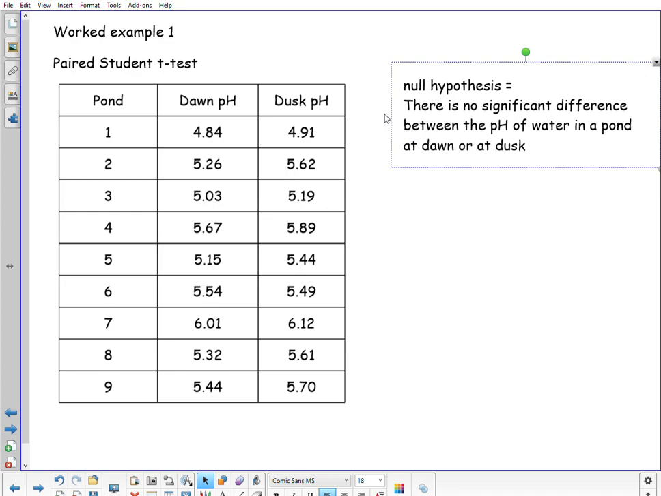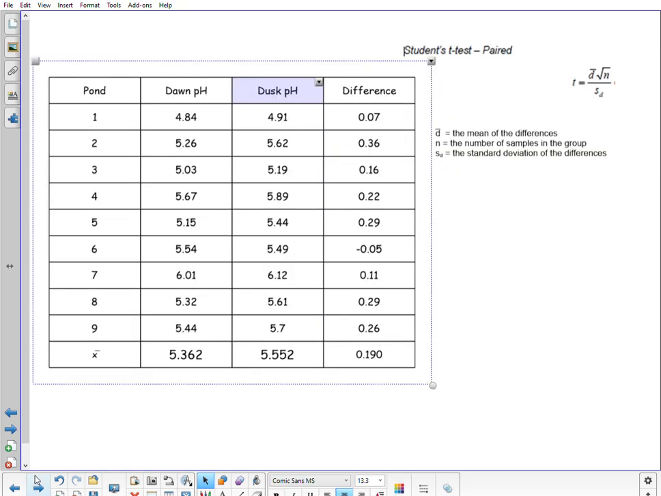So we need to take away the dawn pH from the dusk pH. And that is what I've done here. So here are all my differences. Okay. Remember, for our equation, we want d bar, the mean of the differences. So we just work out the mean of these differences, and it comes out to be 0.190.